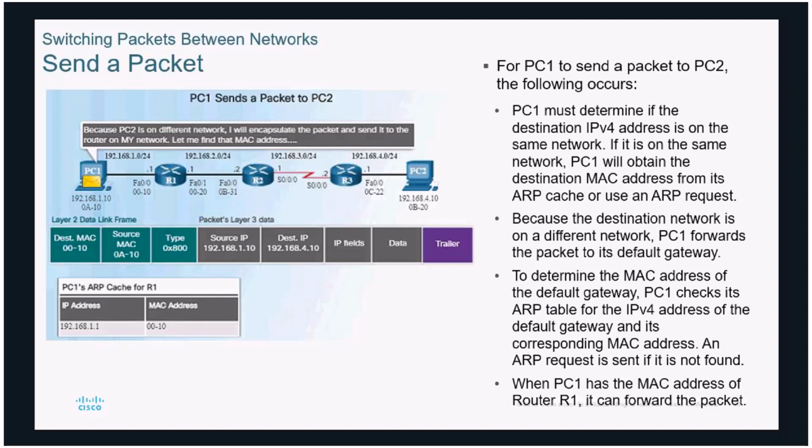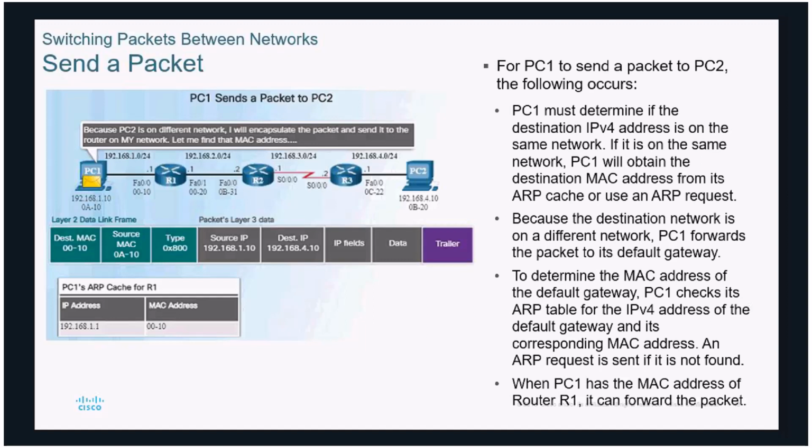So what it does is look for the default gateway address. It uses the IP and looks up its ARP table for the MAC address of the default gateway router, because it's a local network and we can get to our MAC address. It looks it up, and does an ARP request if it's not found. And once it gets the MAC address for that router, it forwards the packet on.